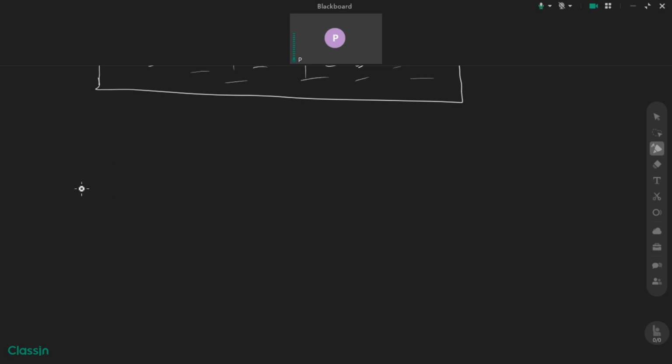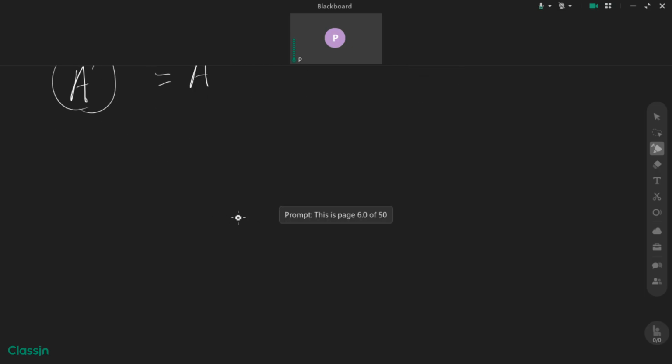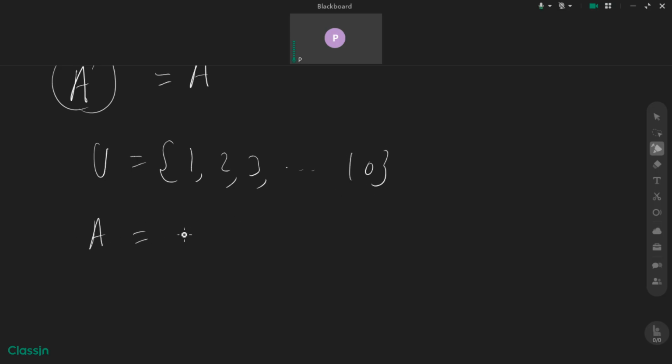Now the next is based on double complement. It says that A complement whole complement is equal to A back. Let us check it with a simple example. Let us say I have a universal set, let us say from 1 to 10: 1, 2, 3 up to 10. Let us say A is equal to 2, 5, 7, 9, 3.